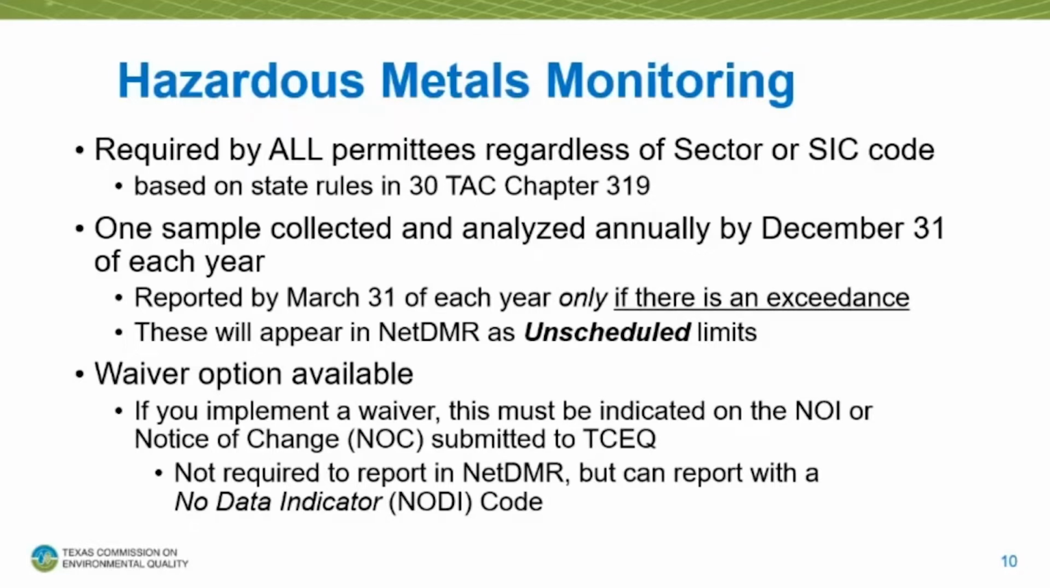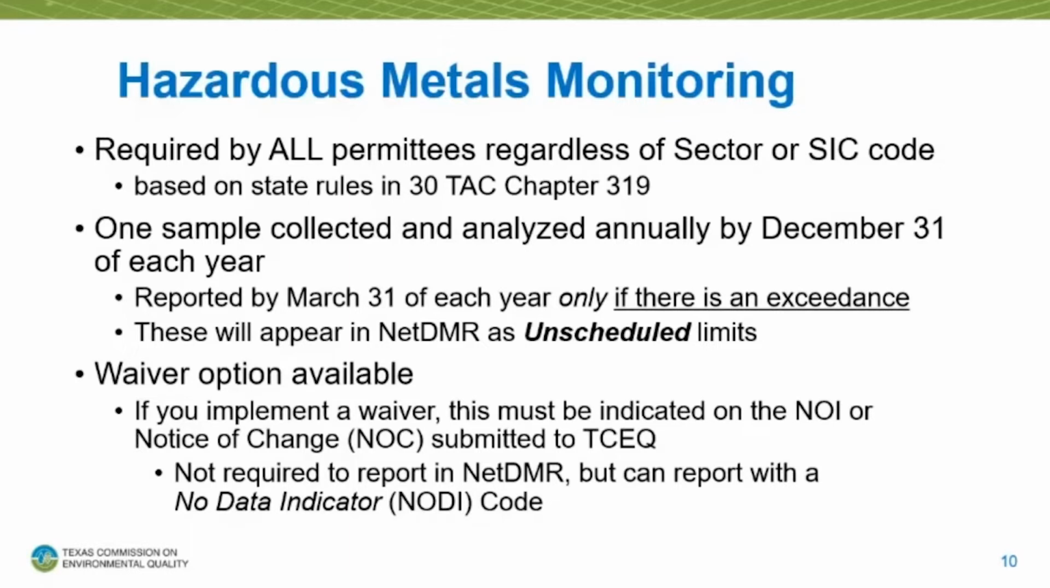And so because of that, we have these set up in the Net DMR system as what's called an unscheduled limit, meaning the system isn't going to be flagging if they don't receive anything for your hazardous metals. So we're keeping it the same. You're only going to have to report in Net DMR if there is an exceedance in that unscheduled limit set, which you'll get to see some of whenever ASA goes through what the Net DMR system looks like.